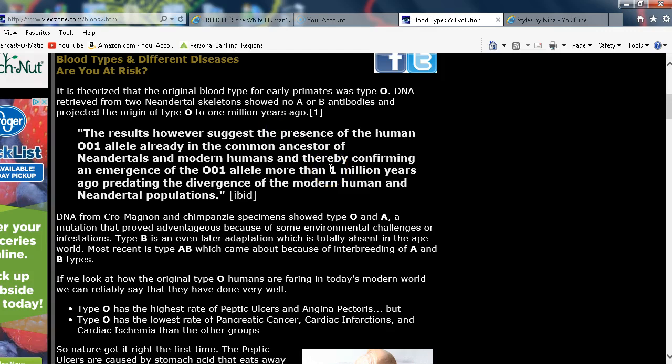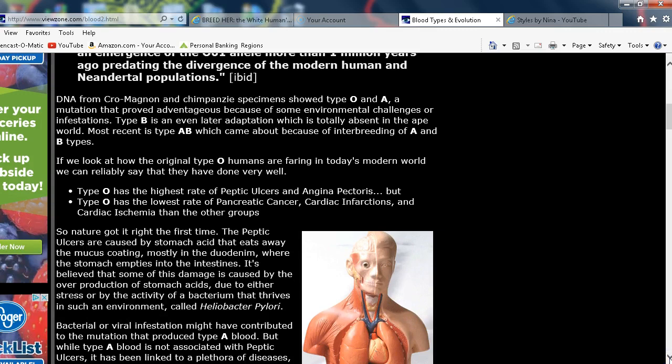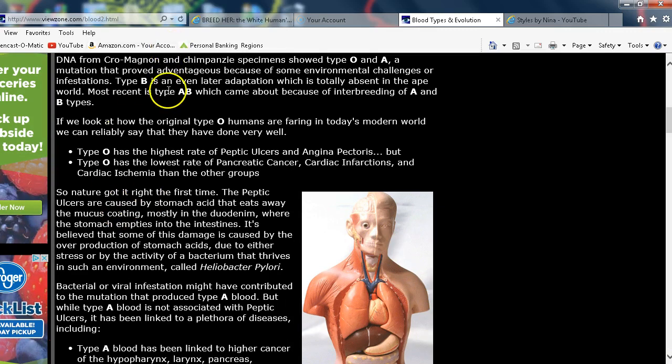It is theorized that the original blood type for early primates was type O. DNA retrieved from two Neanderthal skeletons showed no A or B. What I want to know is what this means. The results, however, suggest the presence of the human O01 allele already in the common ancestor of Neanderthals and modern humans, and thereby confirming an emergence of O01 allele more than 1 million years ago, predating the divergence of the modern human and Neanderthal populations. DNA from Cro-Magnon and chimpanzee specimens.